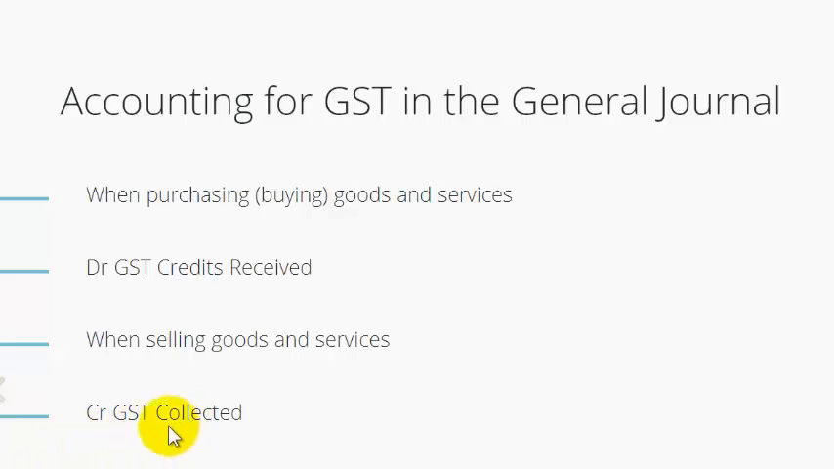On the other side, when we sell goods and services, we have to collect these monies on behalf of the government, and we have this item which ends up being a liability. That's why it's being credited there every time we make a sale. Now that's the theory behind the GST.